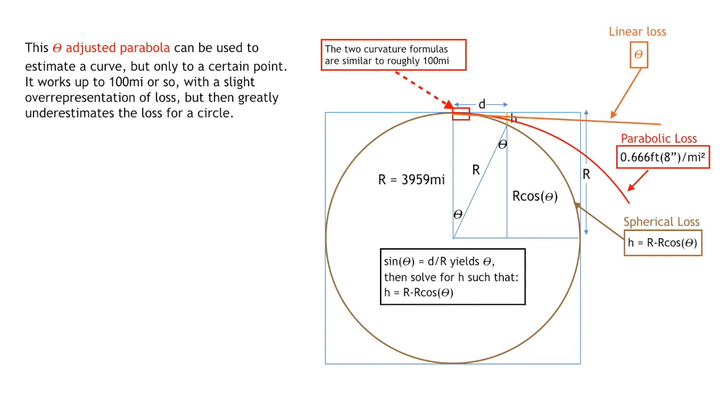So it can be used to estimate a curve again, but it's only good to a certain point. It works up to about 100 miles, as you can see, and then it just starts to fall away. You cannot make that come back into a circle. So it has a slight overrepresentation of loss, but then greatly underestimates the circle as it goes on. So again, the two curvature formulas are roughly similar to 100 miles, and then they start to break down.